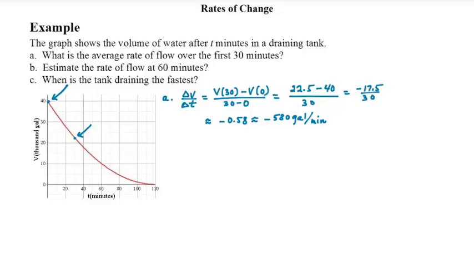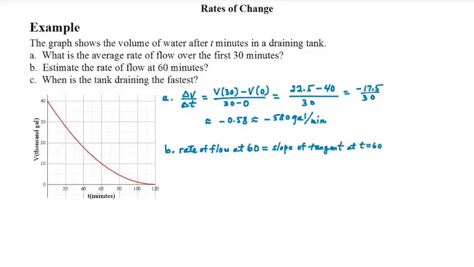In the second part of the question, we want to estimate the rate of flow at 60 minutes. And in this case, since we don't see the word average, we're really being asked about the instantaneous rate of change, or the instantaneous rate of flow. And in this case, it's at 60 minutes. So the instantaneous rate is going to be the slope of the tangent line at 60.